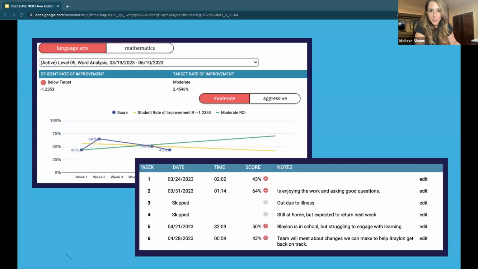Now let's look at Braylon Burton, a student who is not showing growth. It looks like prior to Braylon's 2-week absence, he was probably on track. Now he's struggling to pay attention and stay engaged. The team is going to meet to review changes we can make to his evidence-based instruction. Again, the recommendation is to consider modifying instructional delivery, content, and/or methodology.